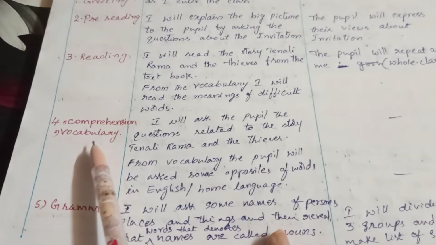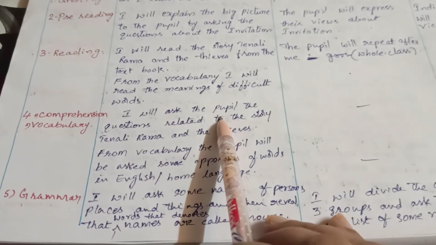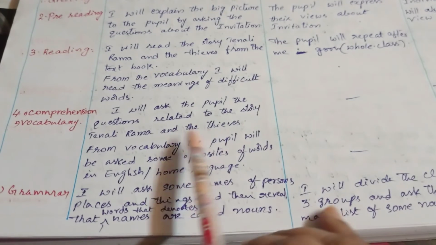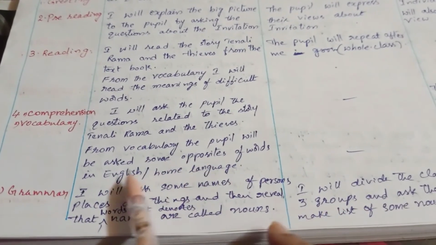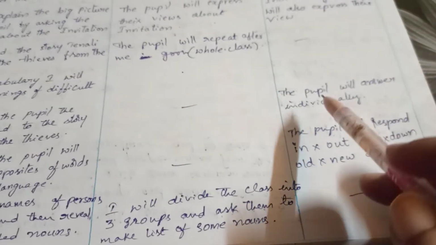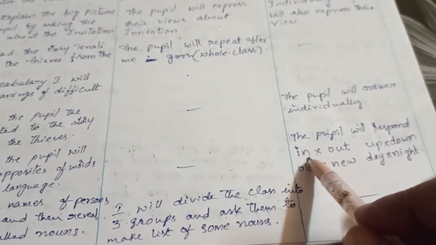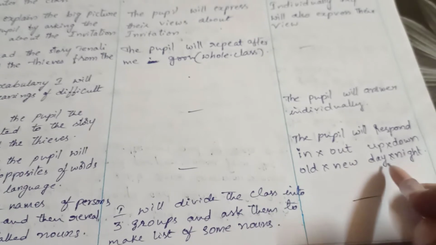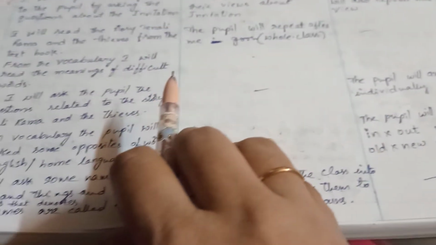In comprehension, first is vocabulary. I will ask the people questions related to the story Tenali Rama and the Thieves. From vocabulary, the people will be asked some opposites of words in English or home language. And in the individual activity, the people will respond, like if I say in, they'll say out; up, down; old, new; day, night. They may give responses in their home language also.